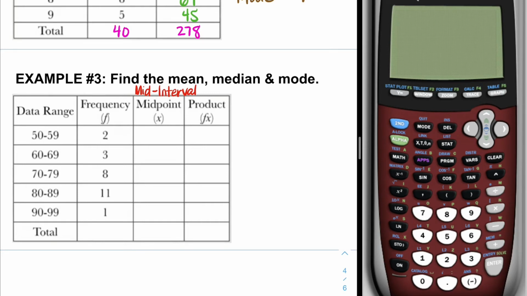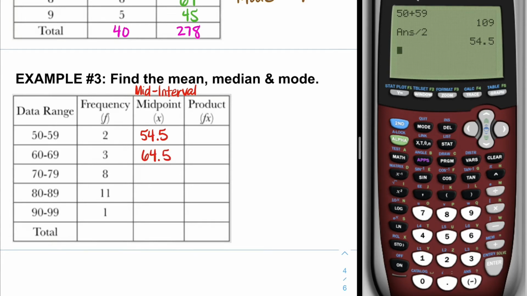The mid interval is the halfway point. So in order to find the mid interval of an interval or a class, you have to add the lower and the upper bounds together. So I'm going to do 50 to 59. I add 50 plus 59 together, and then I divide it by 2. That tells me what the central value, or the middle value, is. So that's going to be 54.5.